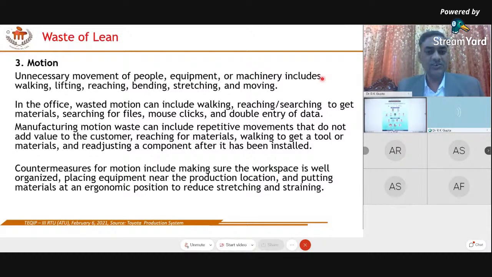Then manufacturing motion waste can include repetitive movements. Like in the earlier example, moving from the lathe machine to the milling machine, and from the milling machine back to the lathe machine, or from the lathe machine to the milling machine to the grinding machine, and from the grinding machine to the lathe machine. That is movement. So machines should be arranged so that we can reduce this movement. Movement that does not add value to the customer, like reaching for the material, walking to get the materials, or readjusting a component after it has been installed. That movement can be reduced.